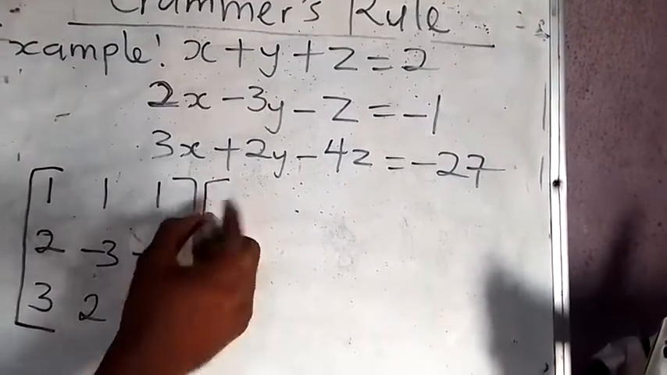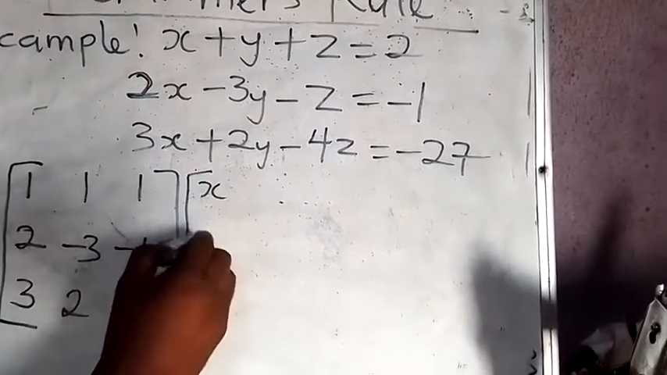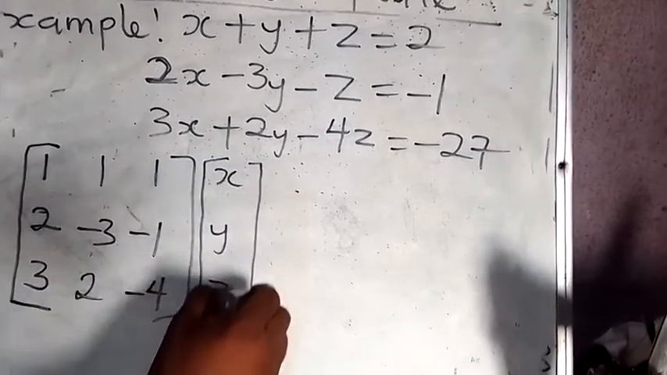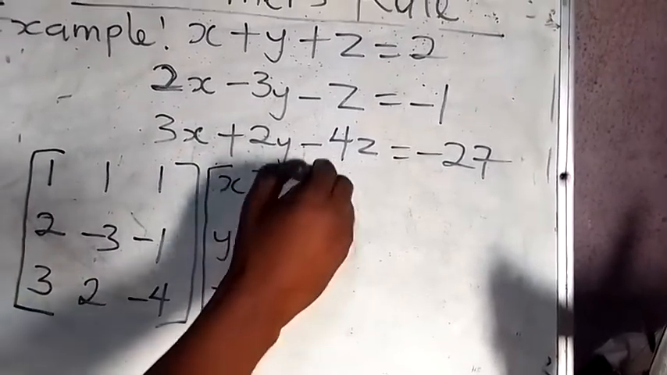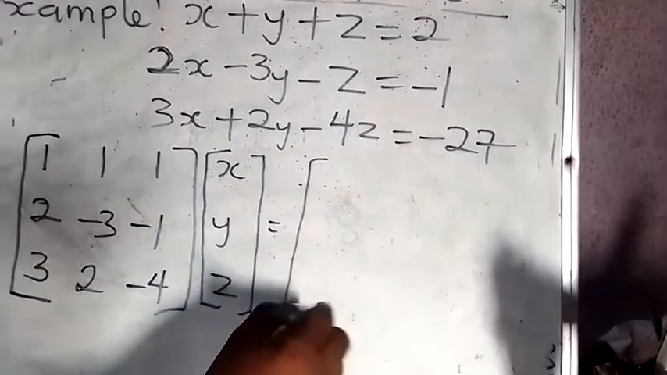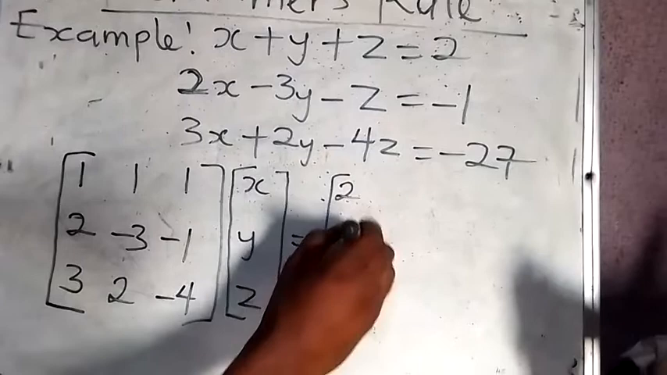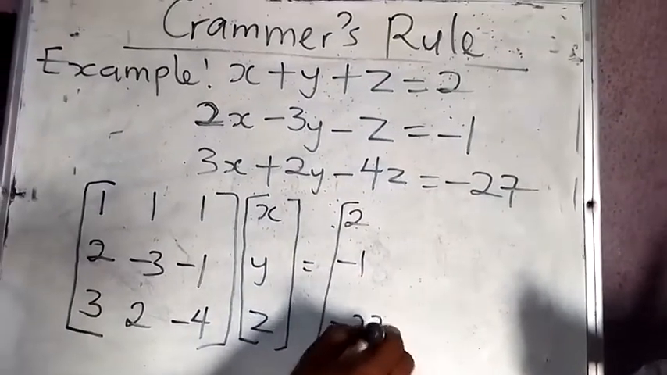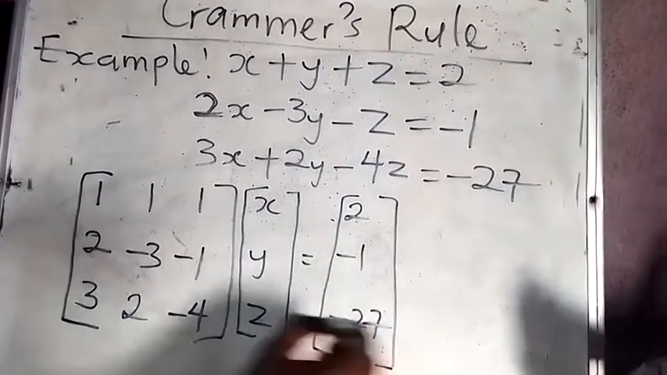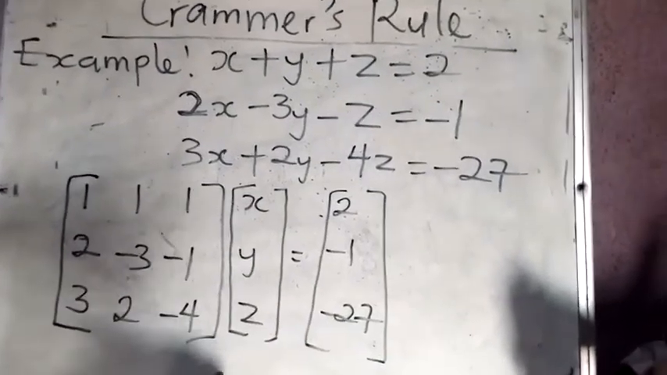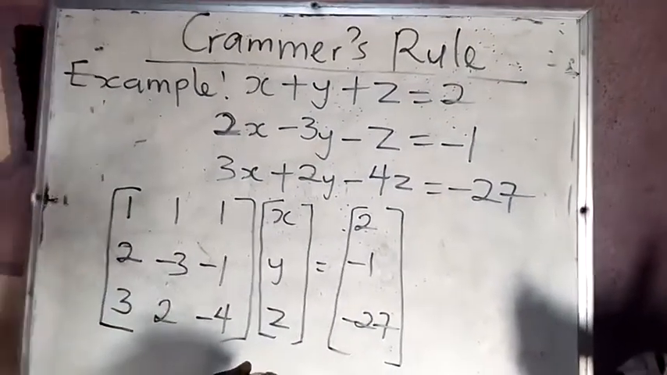What are the unknown values? We have x, y, z. So you rewrite this thing: 2, minus 1, minus 27. You are following me right there. I will advise you to write it down. That's the first method. And just write this one down first.